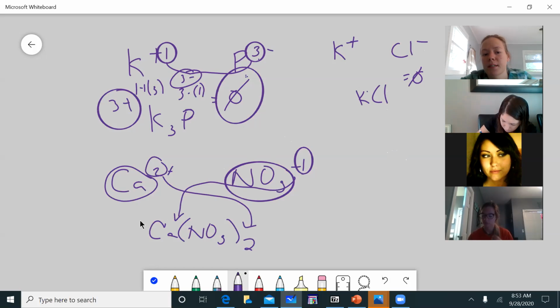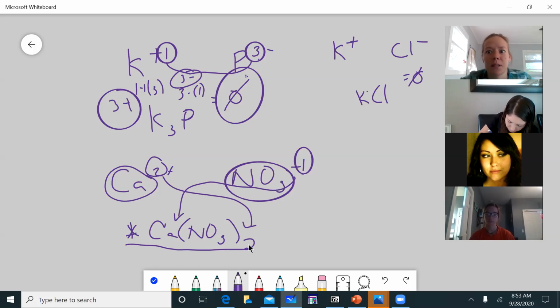For instance, this one has a 2 plus charge, so it's got a strong positive charge. This thing only has a 1 minus charge, so it's a little bit weaker. I need 2 of these to balance out 1 of these because this is twice as strong in its charge. Okay, that makes sense. That's why we're flip-flopping.